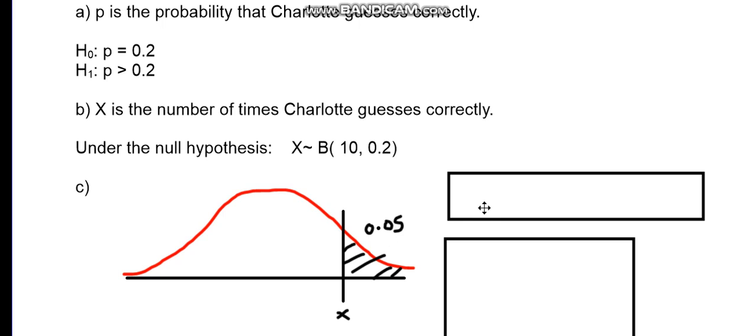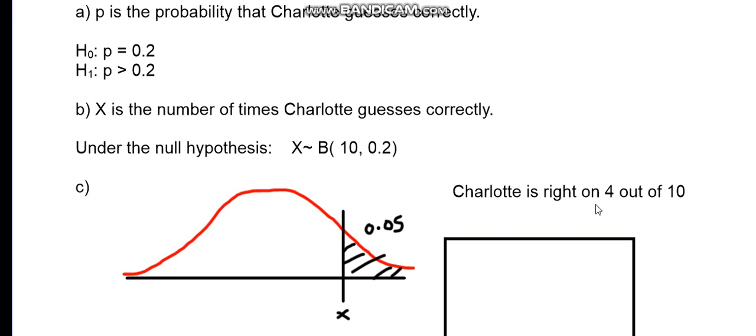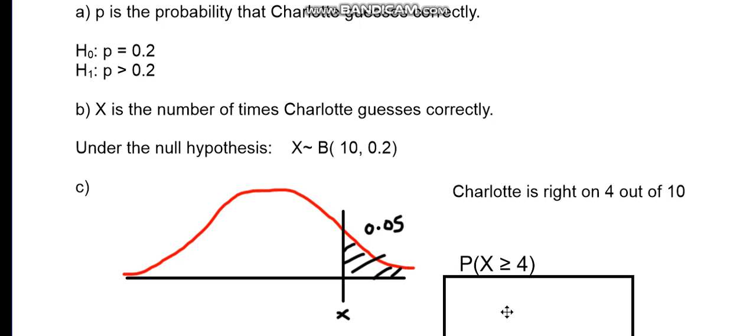So we need to know what X was in the question, and it says Charlotte is right on 4 out of 10 attempts. Okay, so your value that we're testing is 4, and what we want to know is the probability of being 4 or greater here, okay, or here? So are we going to reject the null hypothesis, or can we not reject the null hypothesis? So we need to look at the probability that X is greater than or equal to 4.